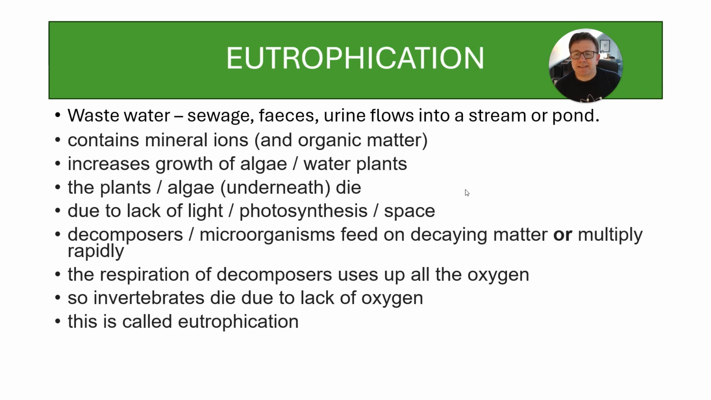Higher tier, definitely eutrophication, so this is water. So when you put sewage, feces or urine into a stream or pond, which, as you know through the news, has been happening regularly, this is what happens. Okay, so again, might be good for a 6 marker, might be good to learn this one through.